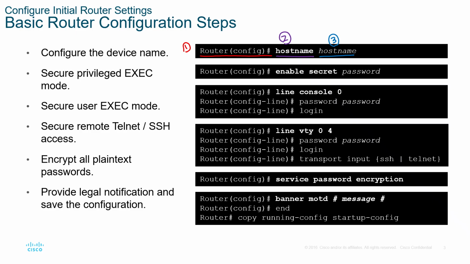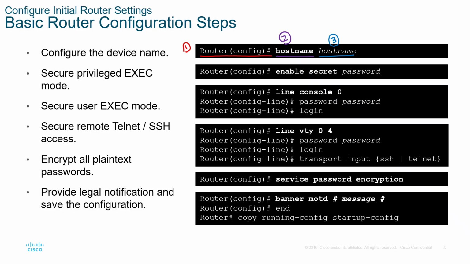Your second is your line console 0. So hopefully we all know by now that your console line is a physical connection into your device via a router or a switch, and it gains you access into that device to configure that device. We also want to protect that.